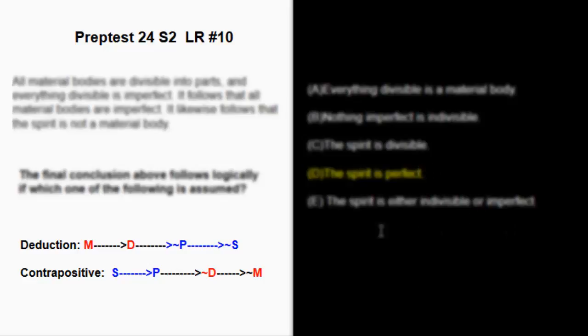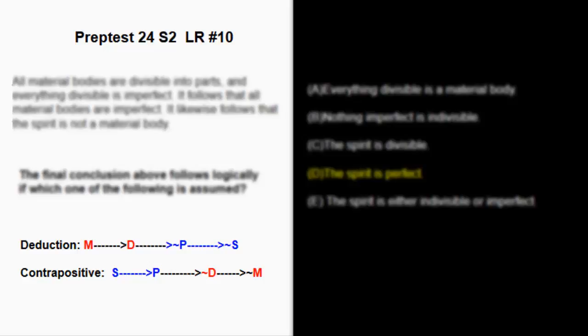All right, let's take a look at E. The spirit is either indivisible or imperfect. Let's take a look. We know, starting at the chain, starting at S, let's see. It's indivisible. Okay, we have that. But then it's perfect, so you can't say that. So that's incorrect. Okay, you know the spirit is perfect. You don't know if it's imperfect. So that's wrong. So E is out. Okay, so the credited answer is D.